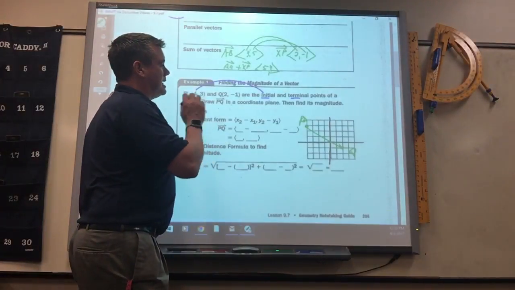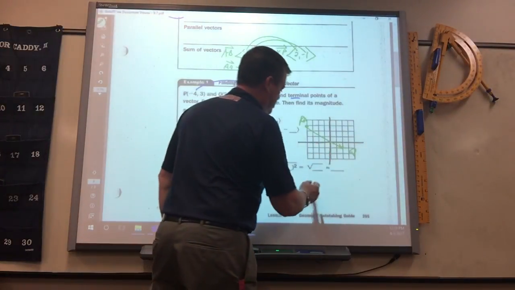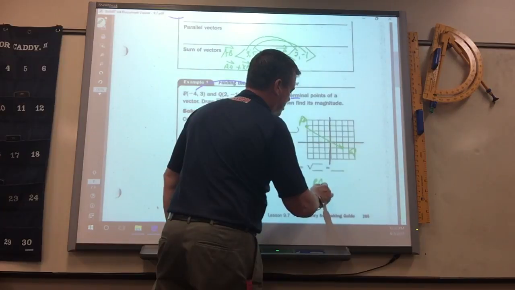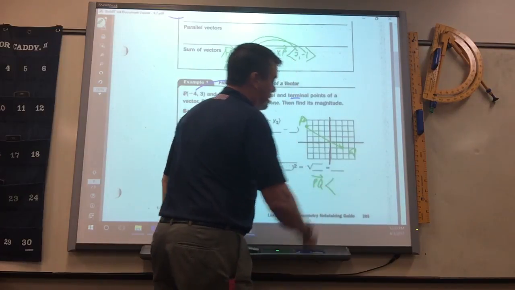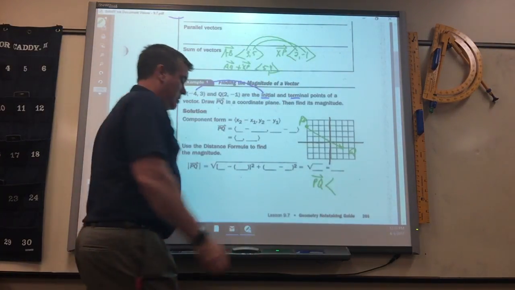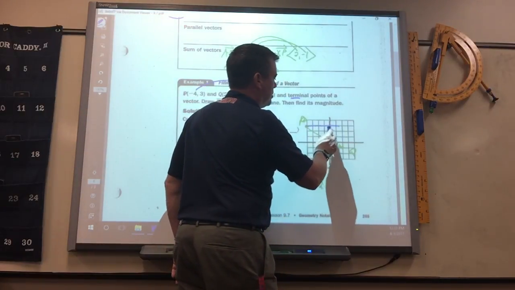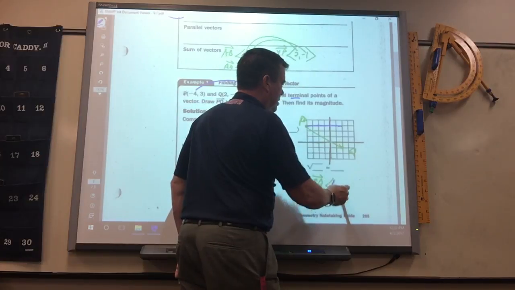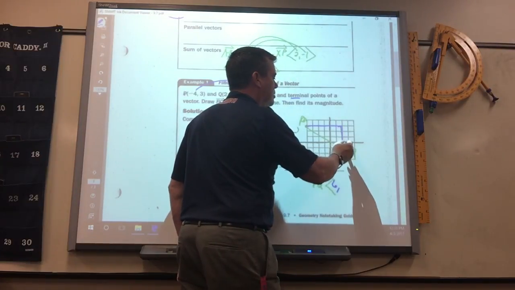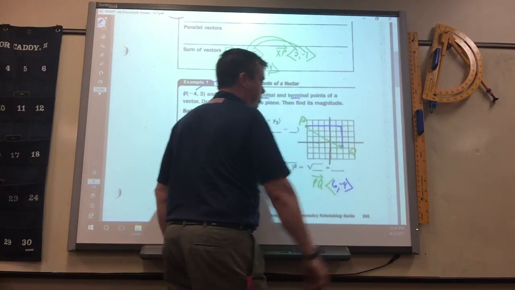We're also going to need to name it. This is just vector PQ. The component form of it is, how do you get from P to Q? I've got to go over 1, 2, 3, 4, 5, 6. And then down 4, so it's -4.